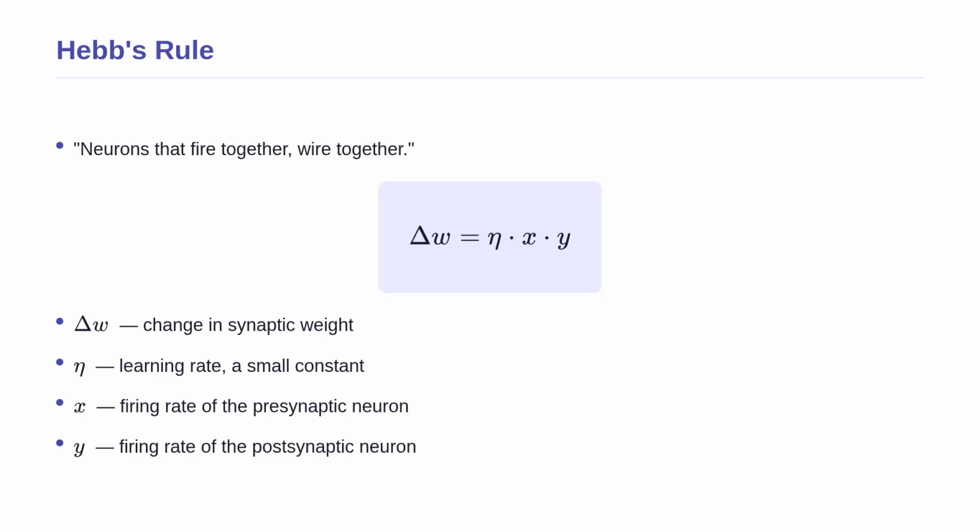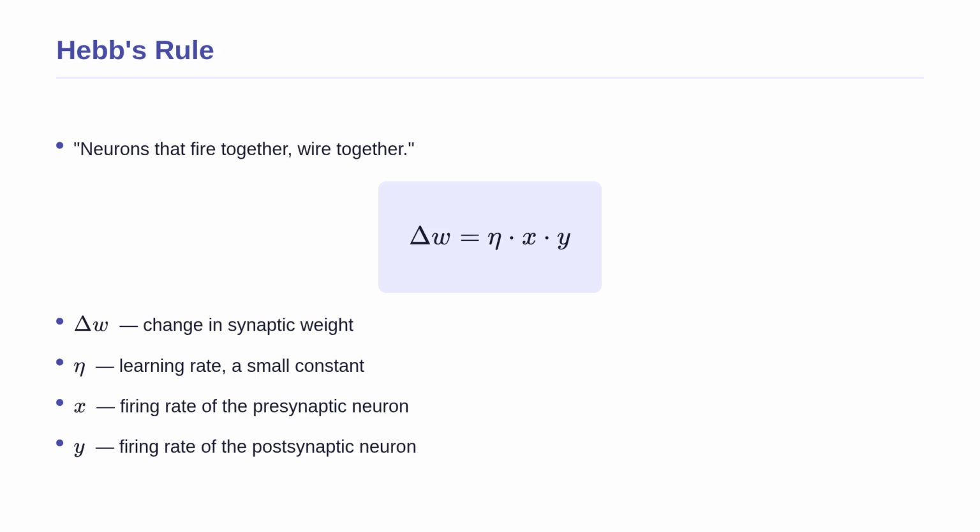To understand this biological process mathematically, we use a simplified model known as Hebb's rule. Named after Donald Hebb, who famously said that neurons that fire together wire together, this formula captures the essence of learning. The symbol delta W represents the change in the synaptic weight, which is the physical strength of the connection. The symbol eta represents the learning rate, a small constant determining how quickly the synapse adapts.